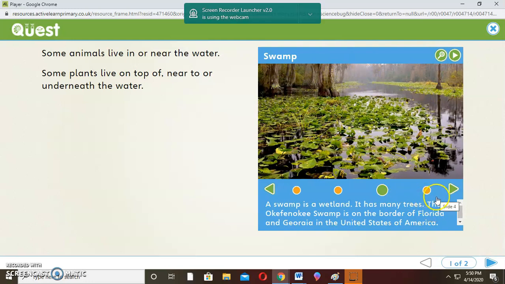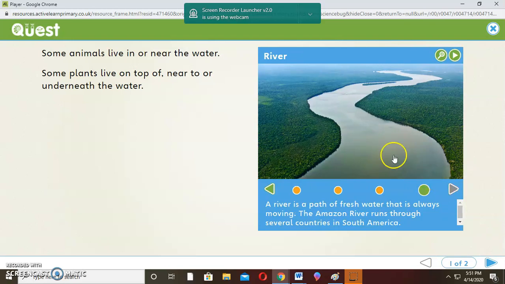So it has many trees. Then the Okefenokee swamp is on the border of Florida and Georgia in the United States of America. So this swamp is found in the United States of America. Okay, the last one now is the river.